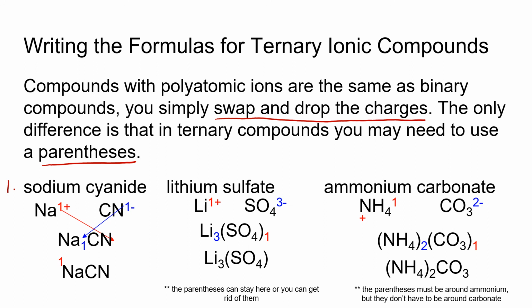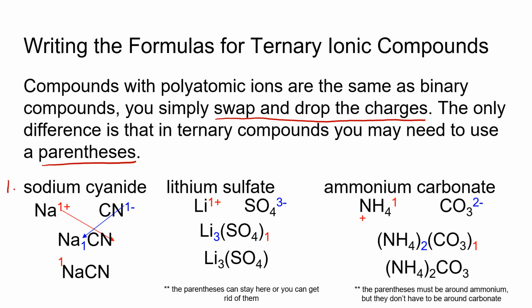Looking at our list of polyatomic ions, we know that the formula for cyanide is CN, both capitalized, with a charge of -1. So we swap those charges and we get Na1CN1. And then when we combine those two symbols together, remember you're going to get rid of the ones because we never write a 1 in a chemical formula.